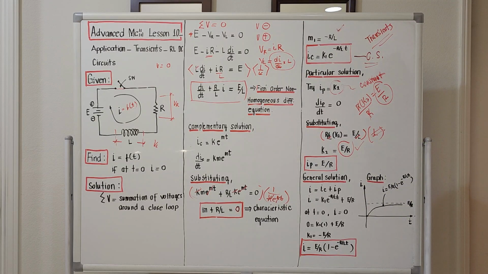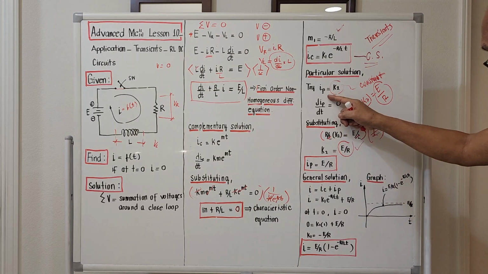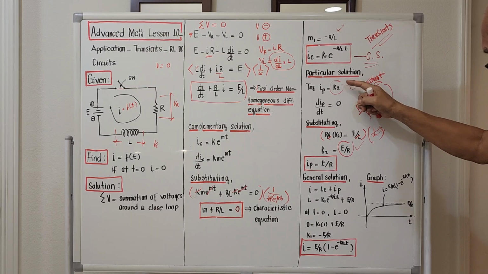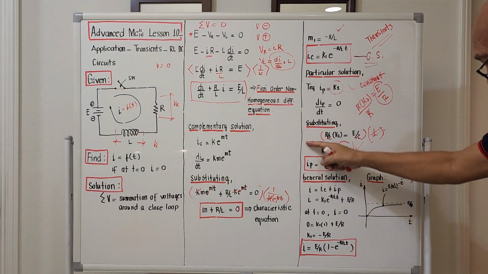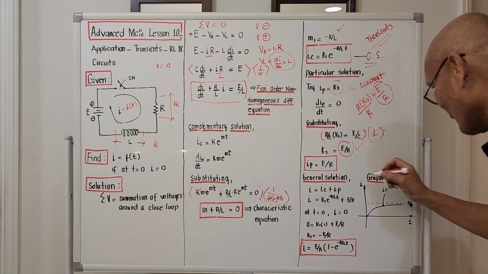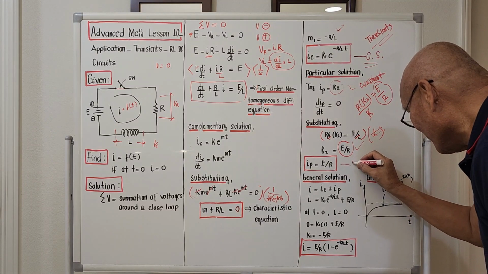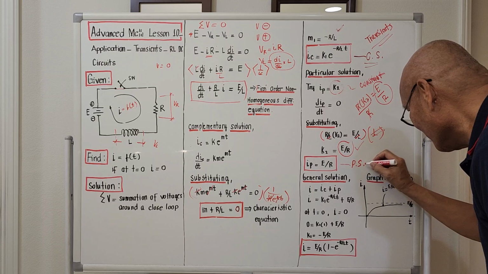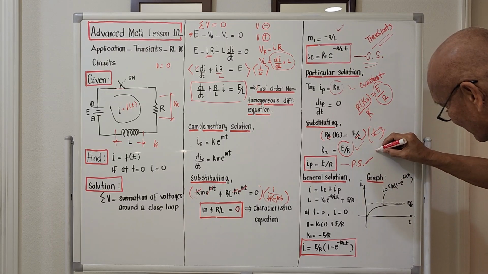So the particular solution will be, we go back here and substitute the computed value of K2. I particular should be the ratio E over R. And this is now actually the particular solution, or the so-called steady state.